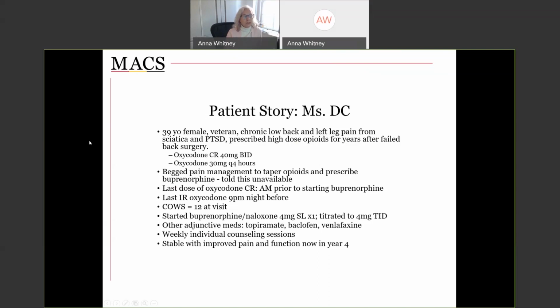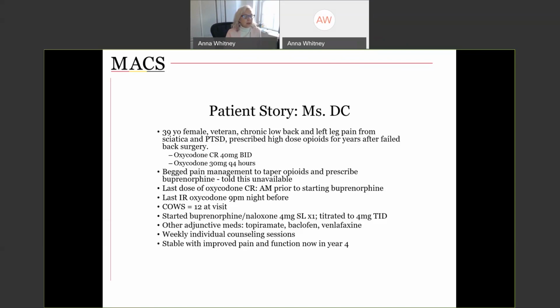And she had been prescribed OxyContin, 40 milligrams twice a day, and short-acting oxycodone, 30 milligrams every 4 hours. So a total oxycodone dose of about 260 milligrams a day, which is an MME of almost 400. So she was at extremely high risk for many of the adverse consequences of opioids. And in fact, she had herself recognized that she was starting to develop an opiate use disorder.